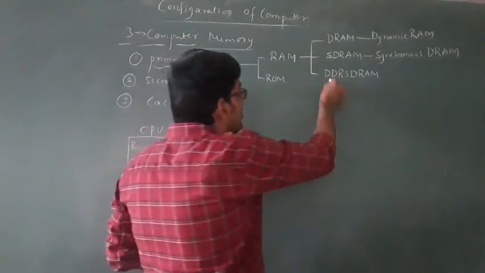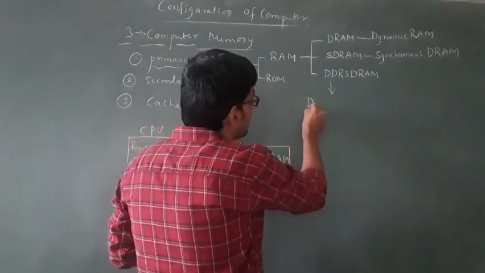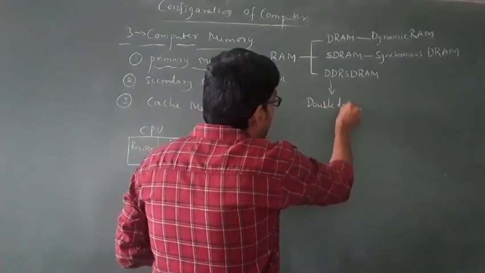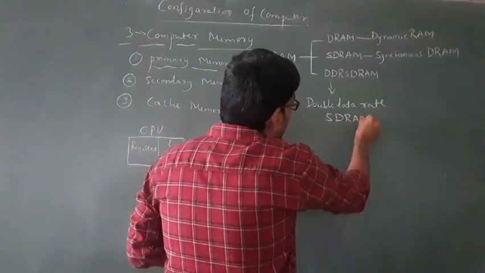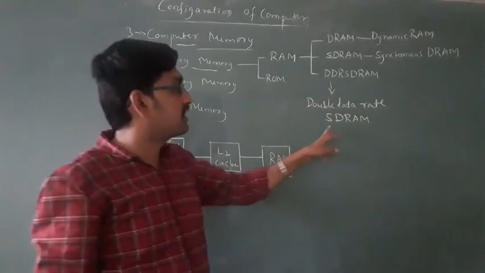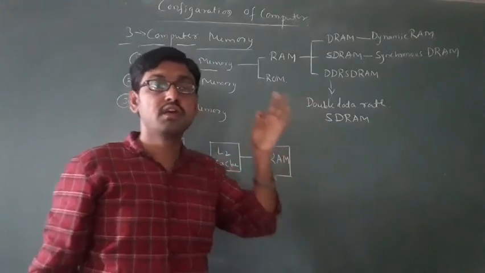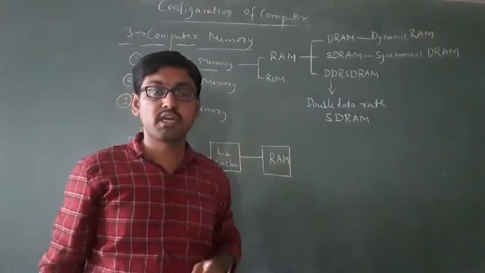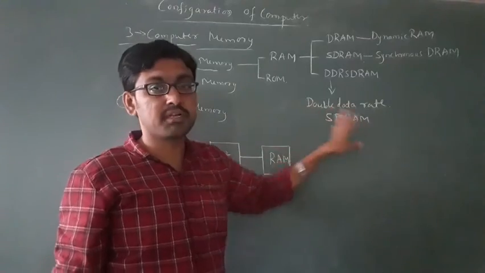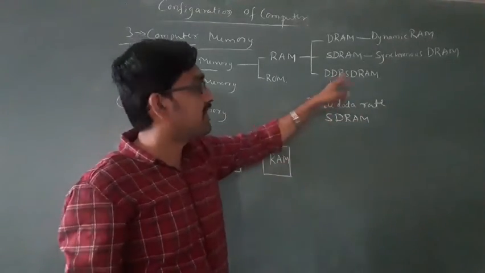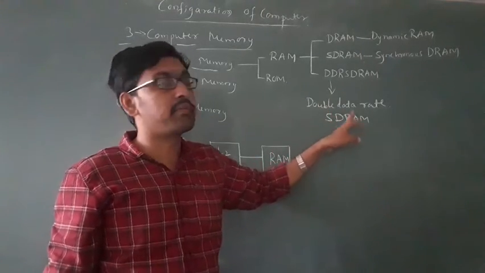Okay, then last one is DDR SDRAM. DDR means double data rate. DDR SDRAM, double data rate synchronous dynamic random access memory. Full long form you have to write. They ask this for 1 mark. Okay, if they ask expand DDR RAM, just write double data rate random access memory. If they ask DDR SDRAM, it means double data rate synchronous dynamic random access memory.